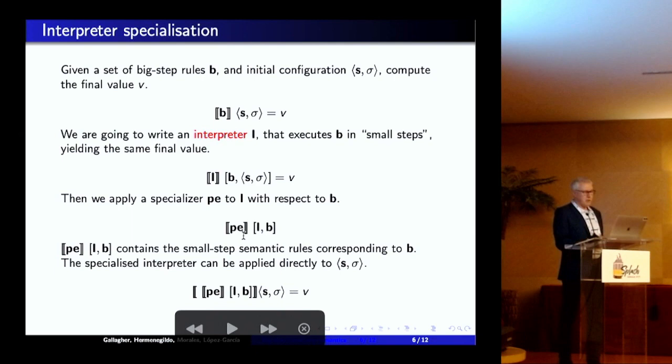And this turns out, if we do it right, to contain the small step semantic rules corresponding to B. So we've transformed B into another set of Horn clauses derived from the interpreter that, as we'll see from an example, literally line for line contain the small step rules. Now that's something that you could then apply directly to an initial configuration, and you would get the same result, B, V. So how do we write this interpreter?